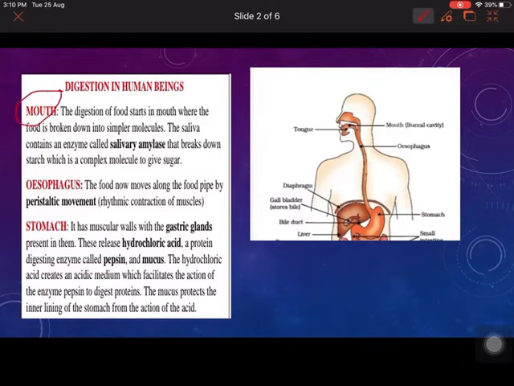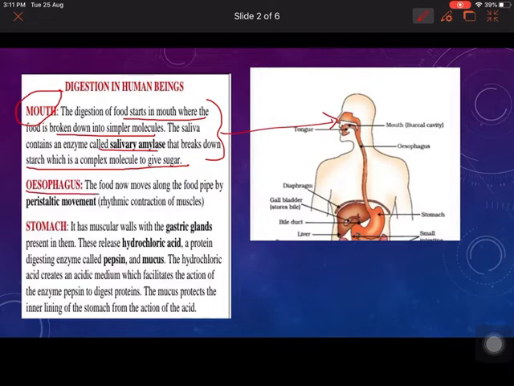Actually, the mouth is the part where the churning and digestion first starts. Food starts digesting in the mouth by breaking down into simpler molecules, but remember that carbohydrate digestion also starts with the help of salivary amylase, which breaks down starch, a complex sugar, into a simple sugar. If you go deeper, the polysaccharide is converted to a disaccharide. This part takes place in your mouth with the help of teeth, tongue and the salivary glands.